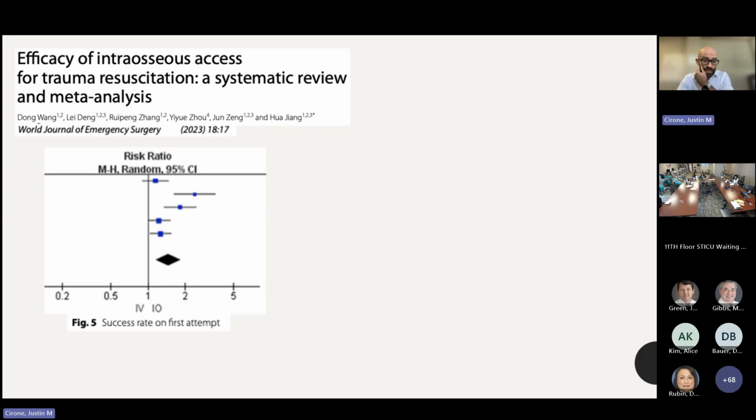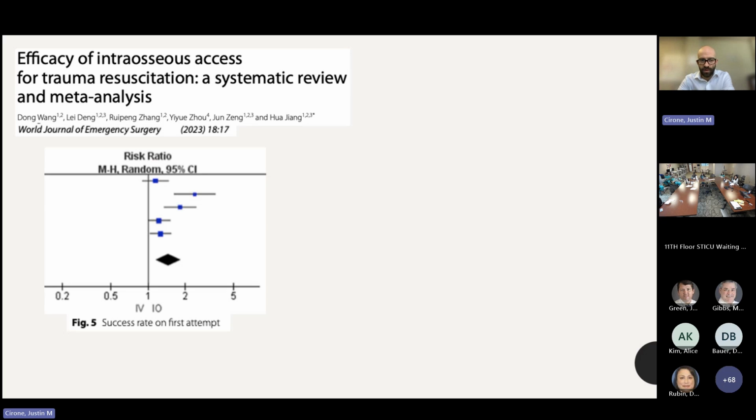So here you can see success rate on first attempt is ridiculously in favor of IO. If anybody else has ever tried to place one versus an IV, it is extraordinarily easy. As long as you know the landmarks, you just click a button, it goes in. It is incredible. I'm a huge fan of how quick it is.